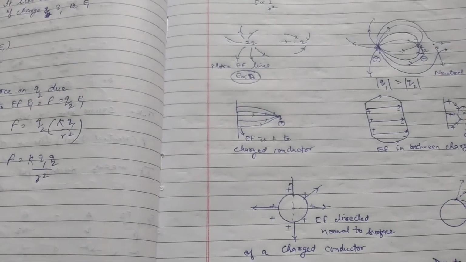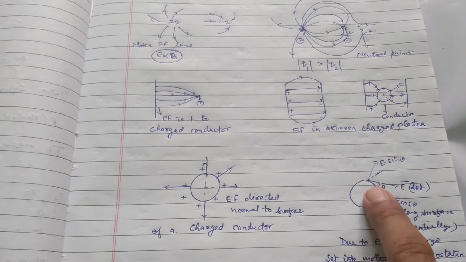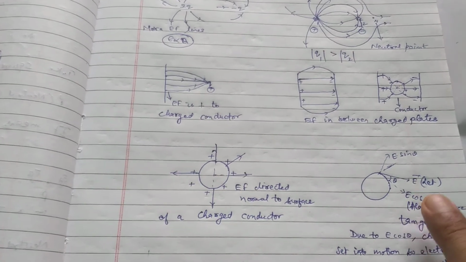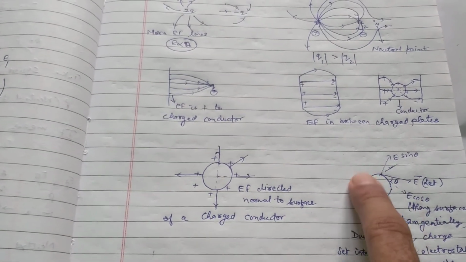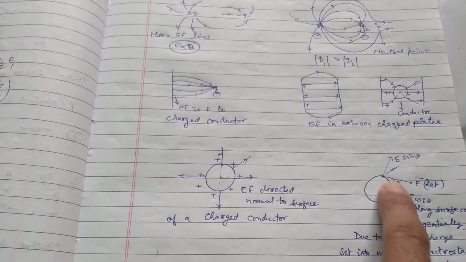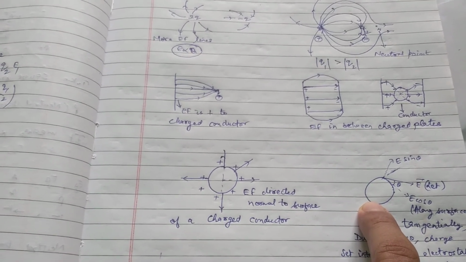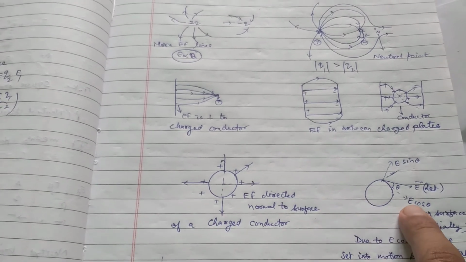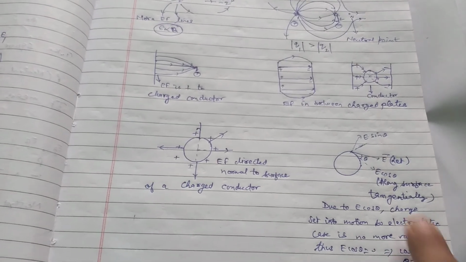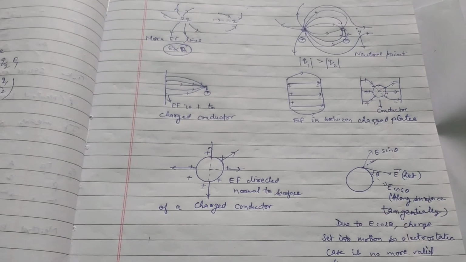And electric field lines are always normal. If it is not normal, then definitely there is a component along the tangent, and due to this tangential electric field, force will act on the charge, and that will exert force, and the charge comes into motion. And when the charge comes into motion, the electrostatic case will become invalid. Therefore, this E cos theta should be 0, and hence theta is 90 degrees. That's why the electric field is normal to the surface of a charged conductor.